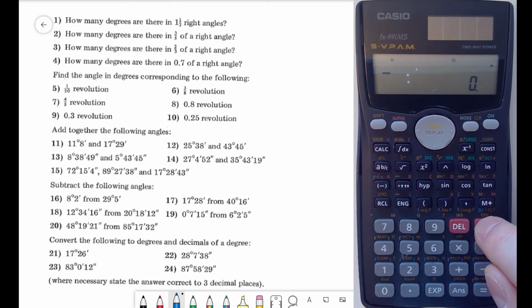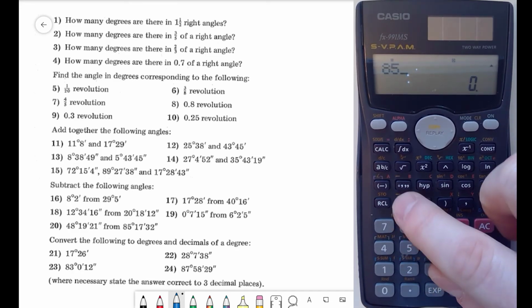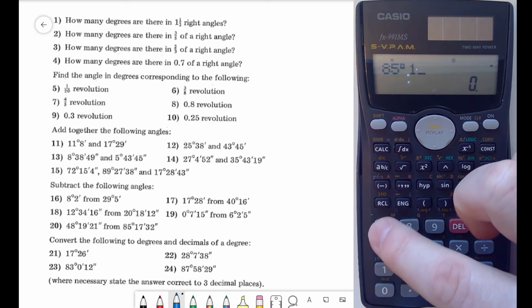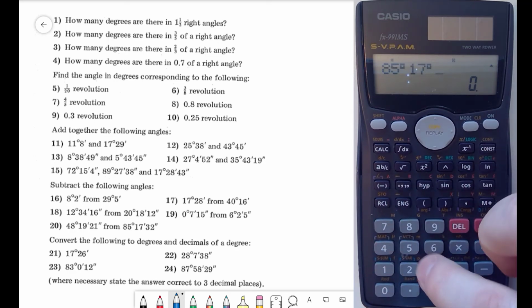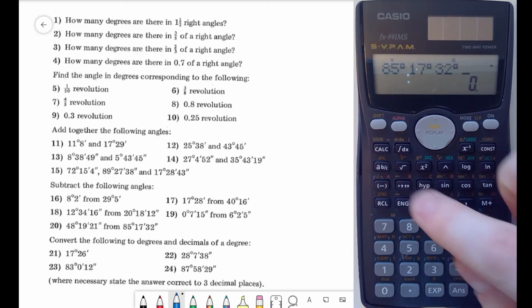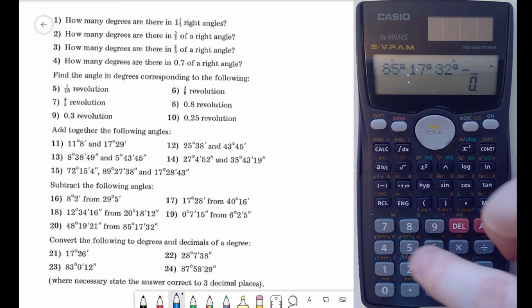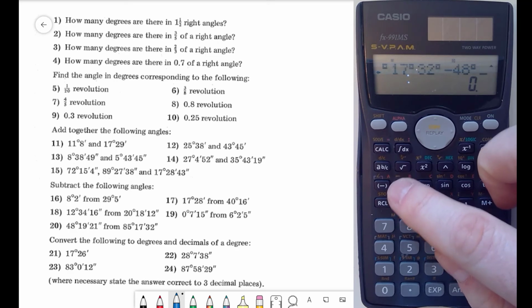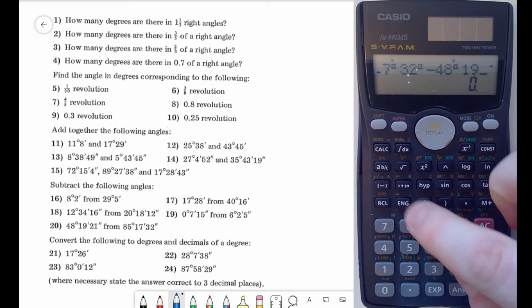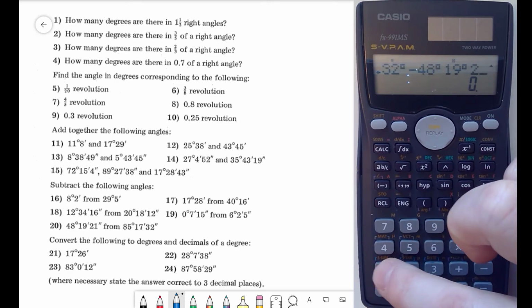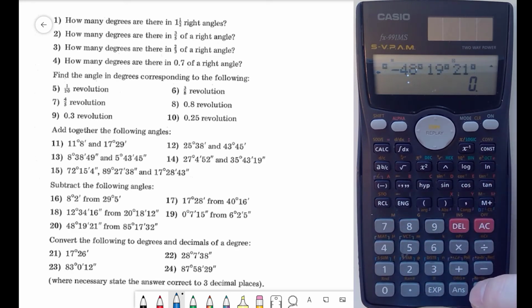And then the last one for this section is 85 degrees 17 minutes and 32 seconds. And we're subtracting 48 degrees 19 minutes and 21 seconds. Equals. So there's our answer for number 20, 36 degrees, 58 minutes and 11 seconds. So that's it for that section, doing subtraction. Then the last one is some conversions.